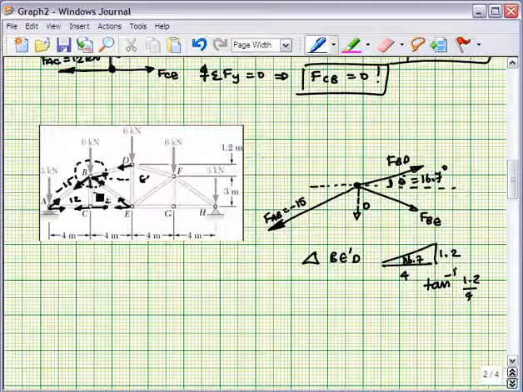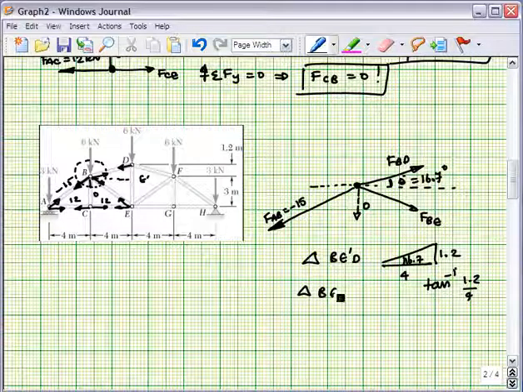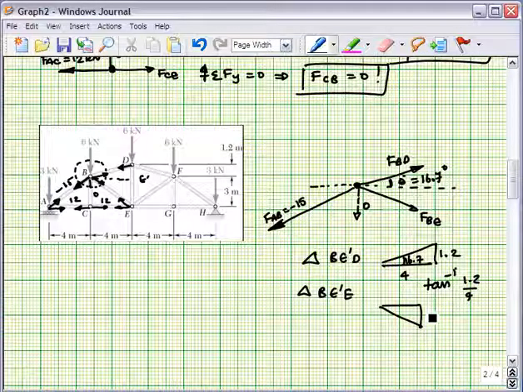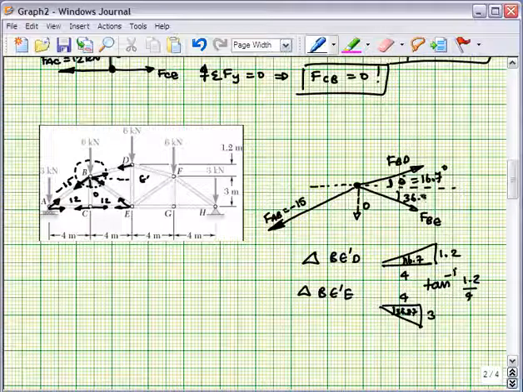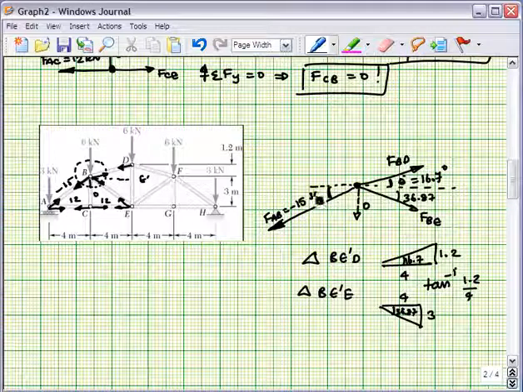Now this angle we already calculated. If you look at the triangle BE prime E, that looks like this. This is 3, that's 4. So this angle is 36.87. And this angle is also 36.87.